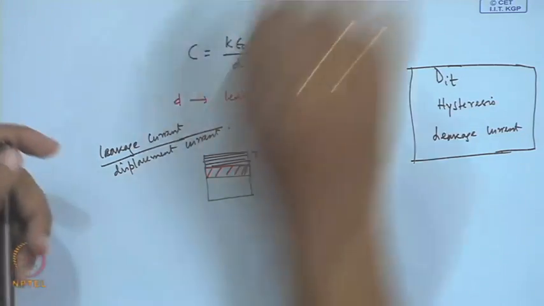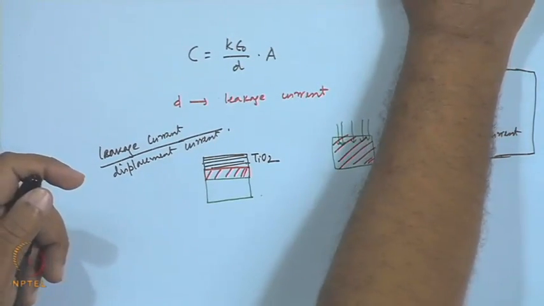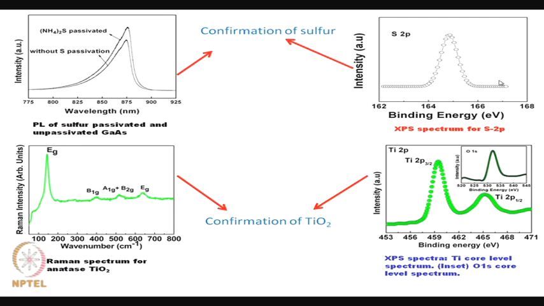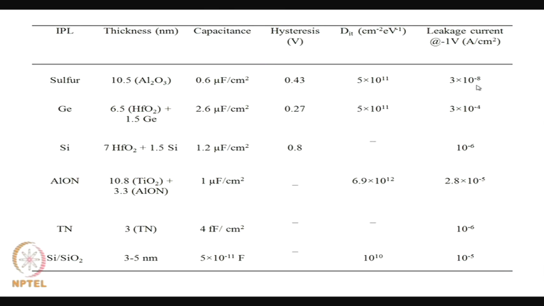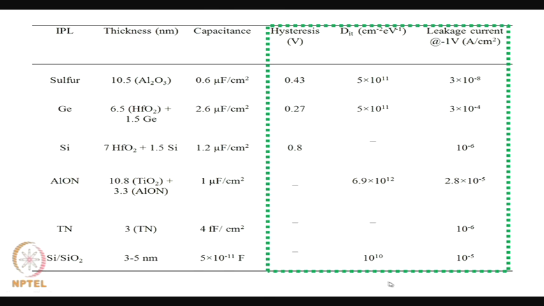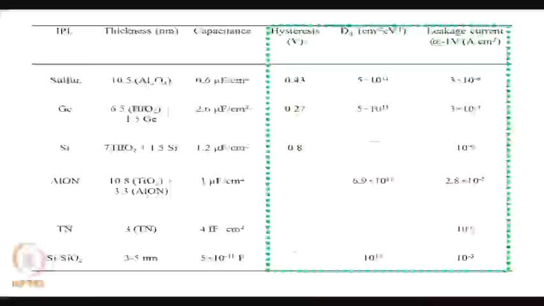And in this view graph, as discussed earlier, we have the benchmark as SiO2. So, these 3 parameters, that means the hysteresis, DIT and leakage current, must be comparable with the SiO2 system to obtain low values of these parameters for application in gallium arsenide based MOS devices.